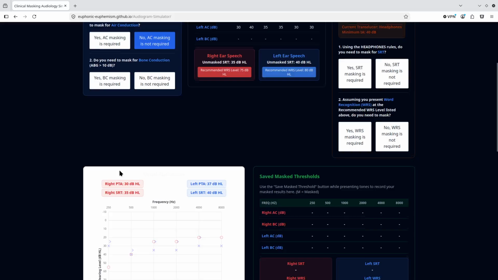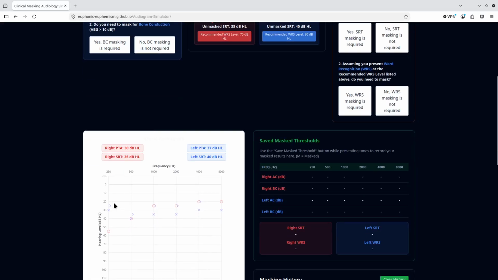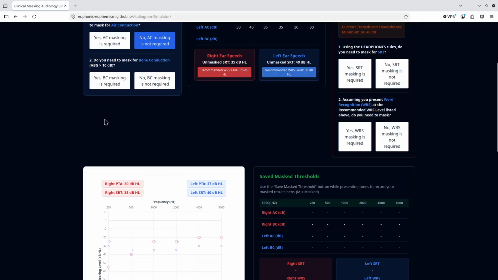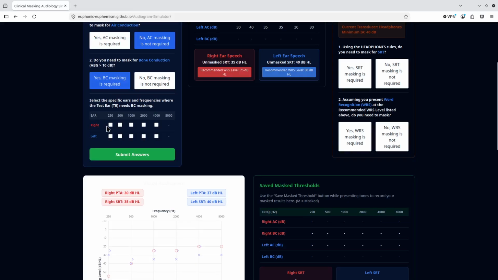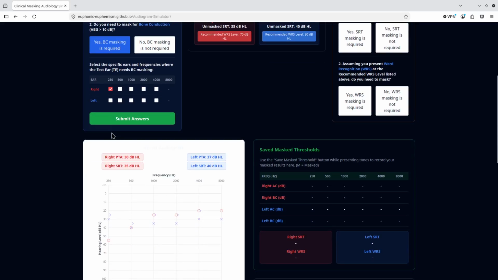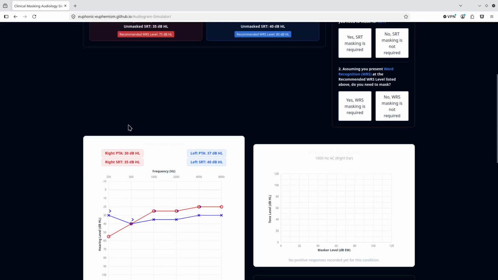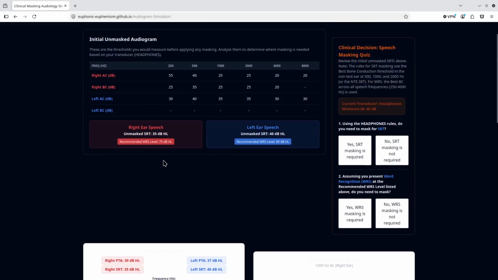Next, do we need bone conduction masking? Looks like for the left ear we don't. For the right ear we do, at least for 250 hertz. So at 250 hertz, we need bone conduction masking in the right ear. At 500 hertz, we're good on both. 1,000 hertz, 2,000 hertz, 4,000 hertz, we're good on both. So just 250 in the right ear. We'll submit the answers. We didn't get any error messages, so that's correct.